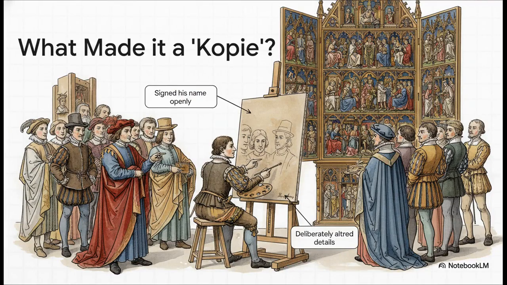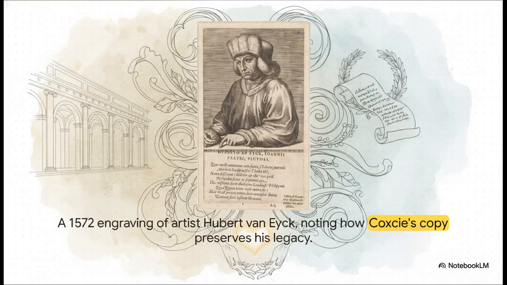I mean, Coxey wasn't hiding anything. He wasn't trying to pass this off as the original. He proudly signed and dated it. He even changed stuff on purpose, adding portraits of his own modern-day patrons right into the scene. And the best part? He painted the whole thing in public, over 2 years, right there in the chapel next to the original. He turned the act of copying into a spectacular performance. Suddenly, the copy wasn't just a stand-in anymore. It became an act of art history itself.